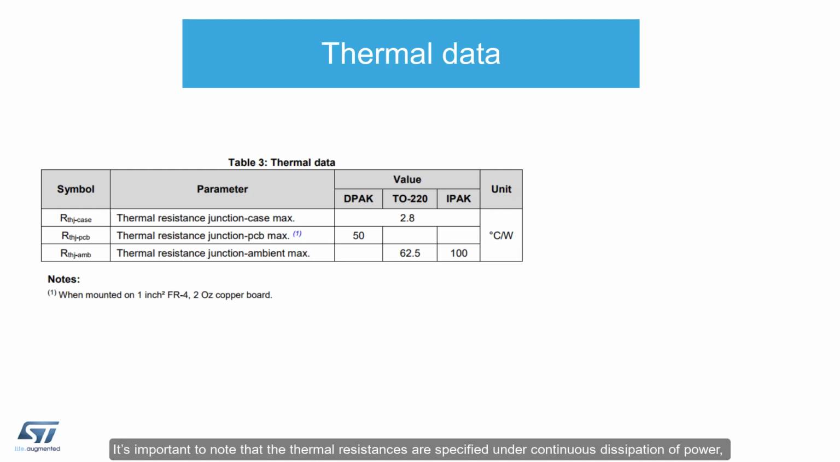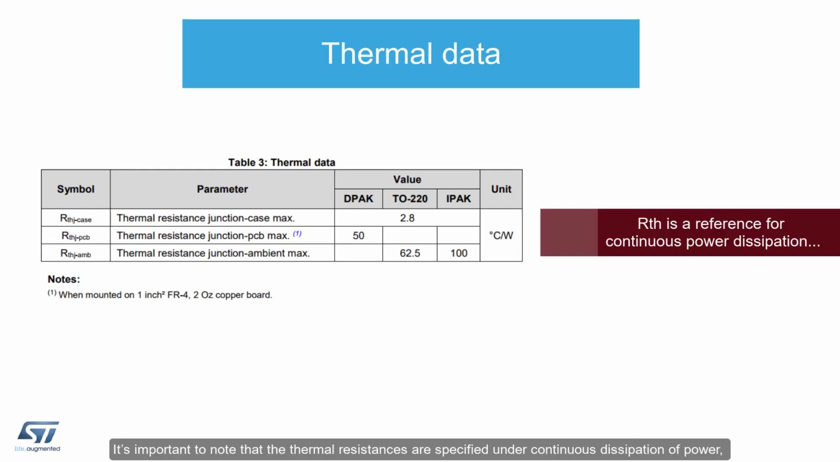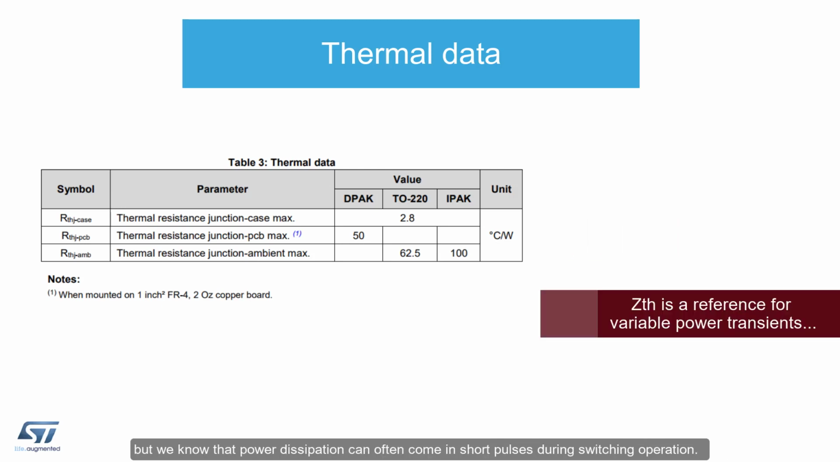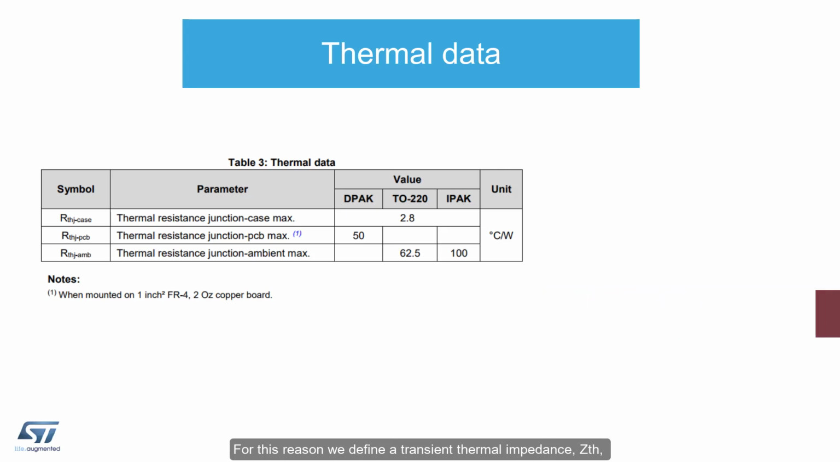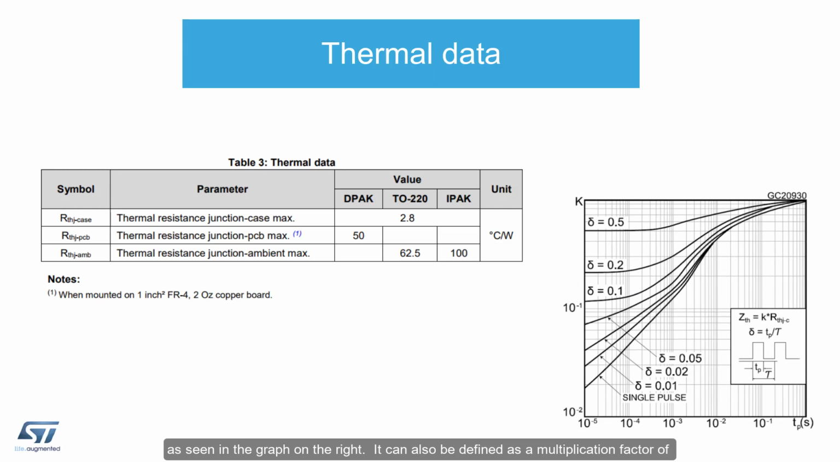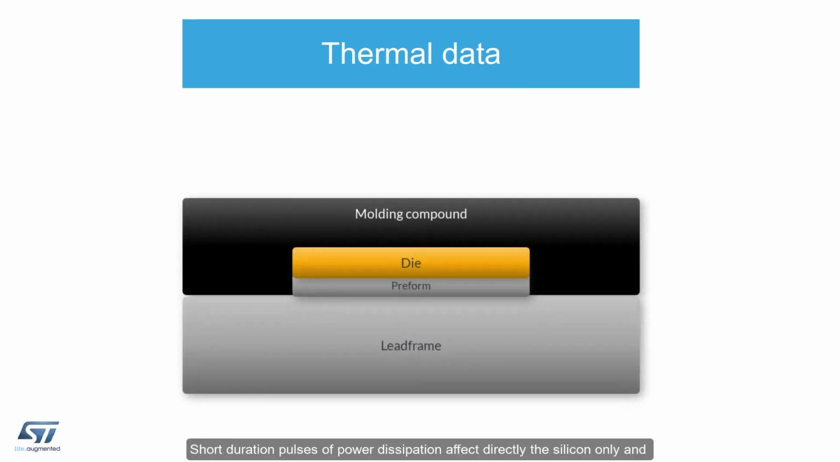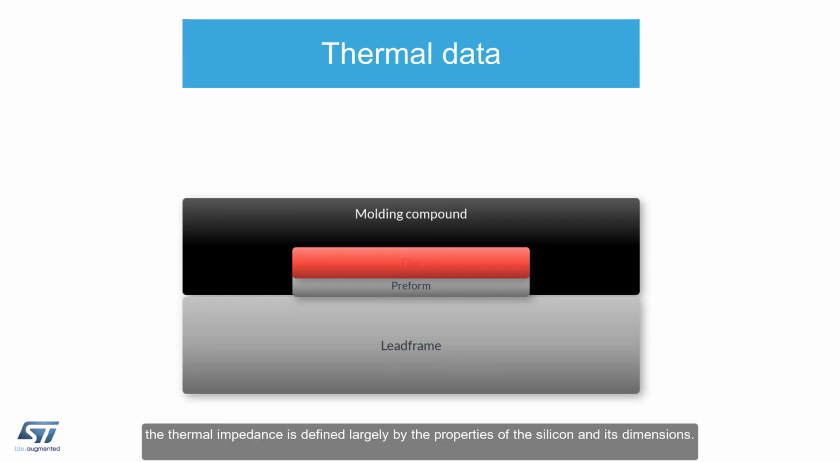It's important to note that the thermal resistances are specified under continuous dissipation of power, but we know that power dissipation can often come in short pulses during switching operation. For this reason, we define a transient thermal impedance, ZTH, as seen in the graph on the right. It can also be defined as a multiplication factor of K that scales the thermal resistances already defined. Short duration pulses of power dissipation affect directly the silicon only, and the thermal impedance is defined largely by the properties of the silicon and its dimensions.